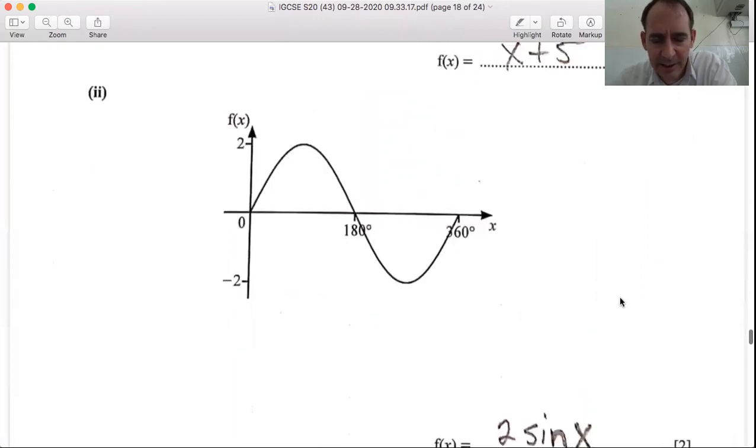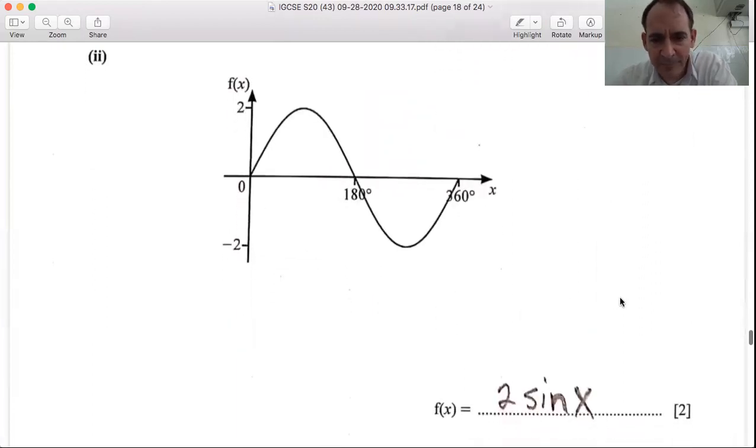Now down here we have a trig graph, and hopefully you recognize it as a sine function. This shape here is a sine graph. It's only one complete cycle within 360, so the coefficient of the x is just 1. The center line is 0, so there's no number to put in the front, and then the amplitude is 2, goes up and down 2 from the center line, so that is the coefficient of the sine x part.